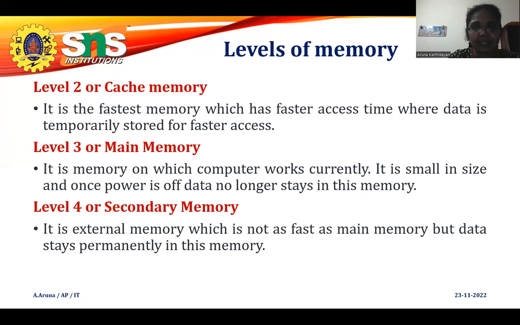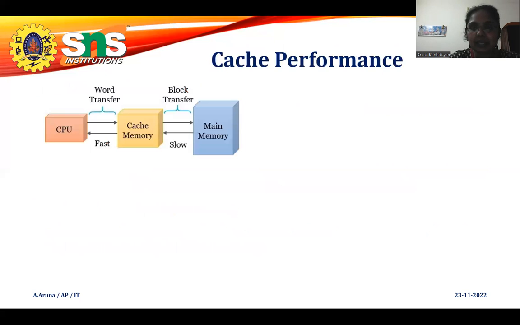The third level of memory is the main memory. It is the currently used memory, so we call it the main memory. It is small in size, and data stays only while the power is on. Once the power is off, data is not stored in the memory. The next is the secondary memory. This is the last level in the memory hierarchy. It is an external memory, but it takes time, and the speed of data processing is very slow. So these are the various levels of memory.